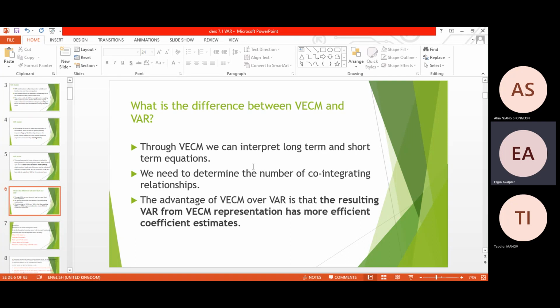As for the differences between the VAR and VECM, through VECM we can interpret the long-term and short-term equations. We need to determine the number of co-integrating relationships. The advantage of the VECM over VAR is that the resulting VAR from the VECM representation has more efficient coefficient estimates.